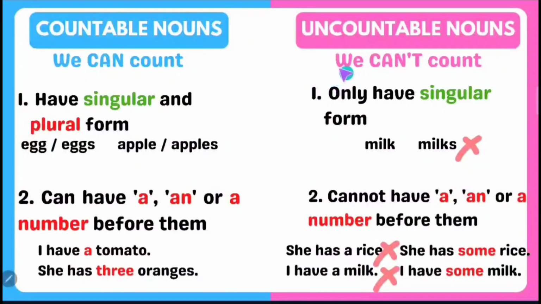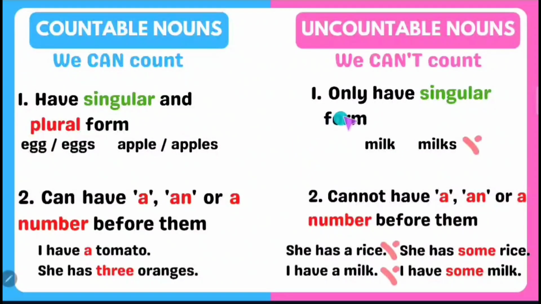Now, let's look at uncountable nouns. Uncountable nouns are the nouns that we cannot count. Number 1. Uncountable nouns only have singular form. For example, milk. We don't say milks. We say bread. We don't say breads.